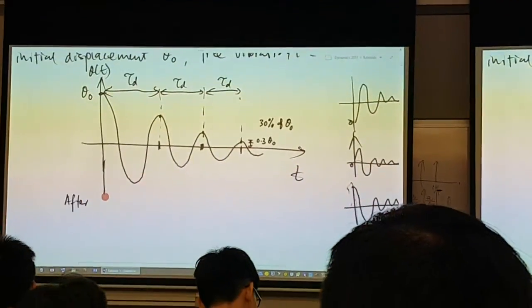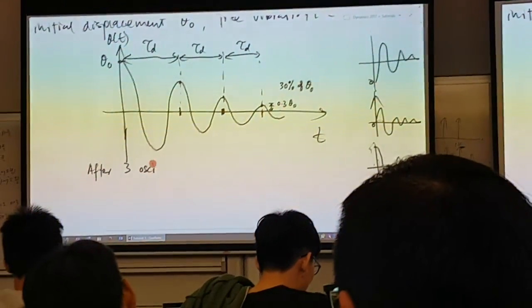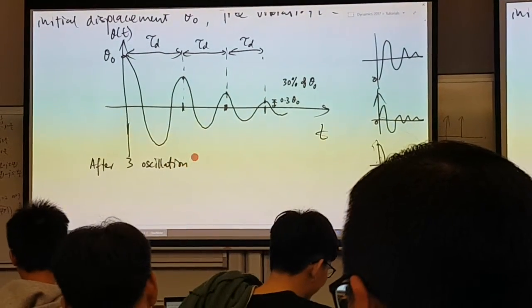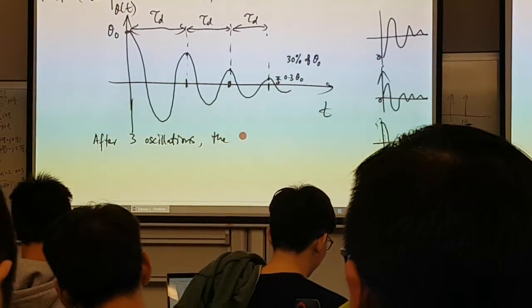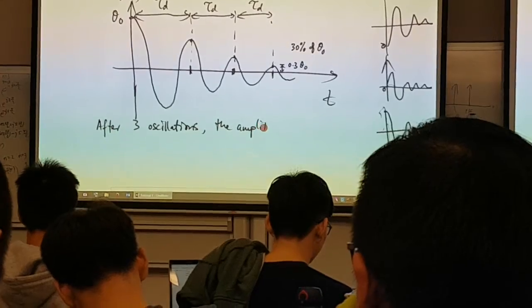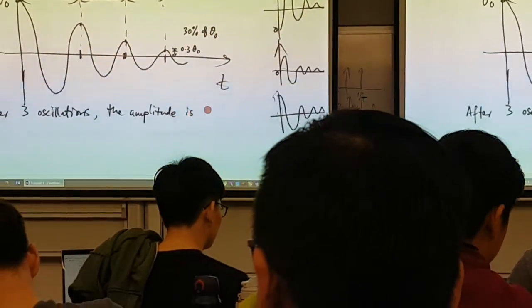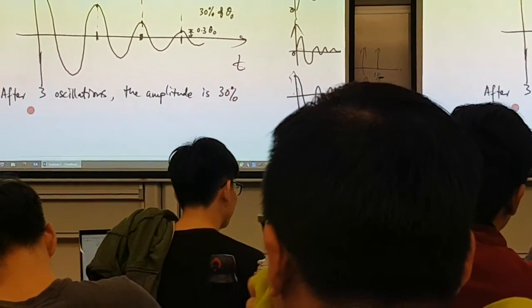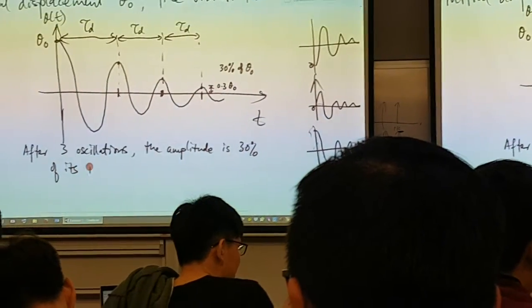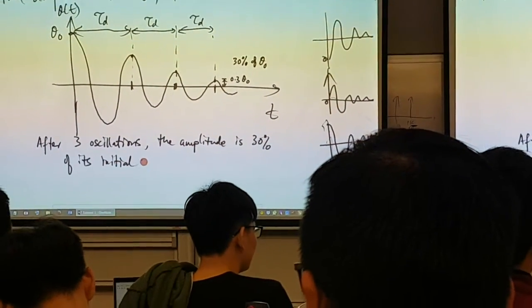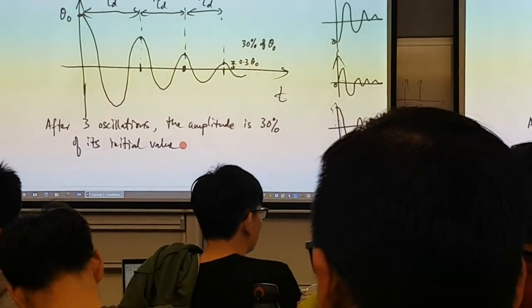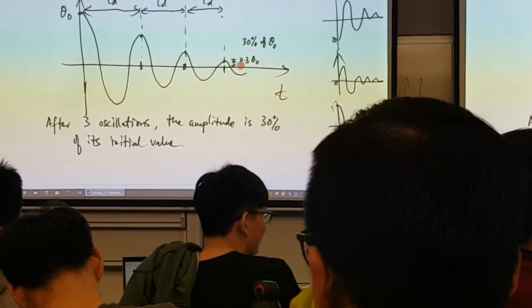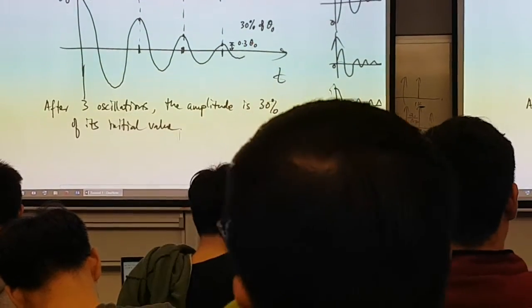Maybe I'll write it down here. This is also another way to word it. After 3 oscillations, the amplitude is 30% of its initial value. Okay, that's what it means. This one, 0.3 theta naught.